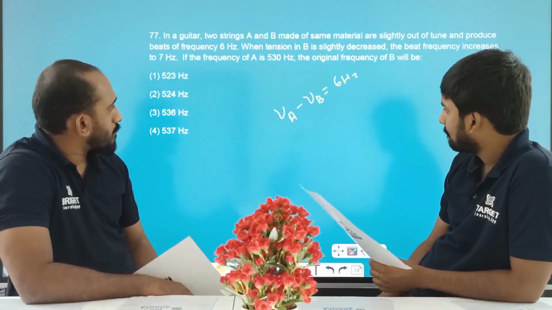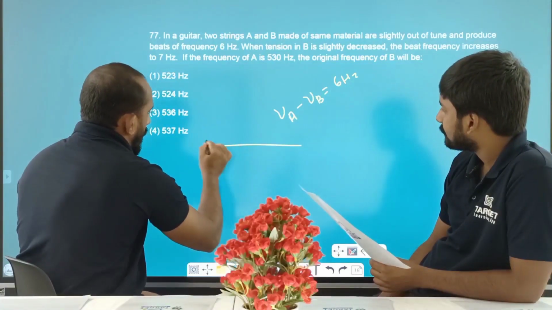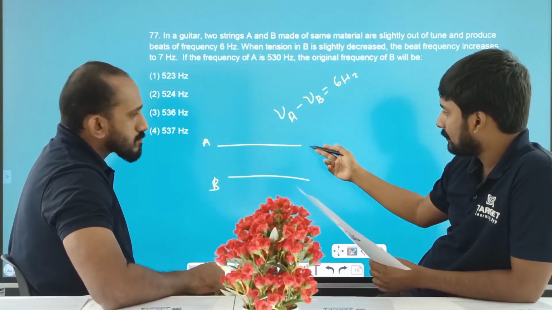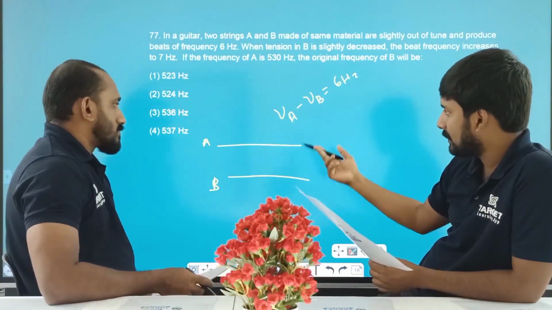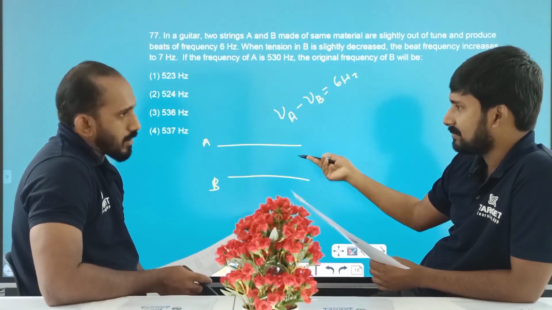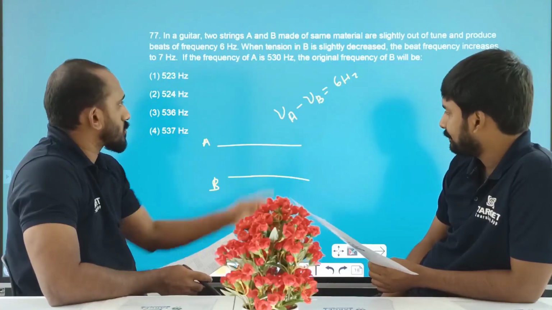So we have two strings here, A and B. Two strings are there, vibrating with slightly different frequencies, so there will be beats. The beat frequency is 6 Hz. A slight difference in frequency is there, only then beats will be produced. So a 6 Hz difference is there.